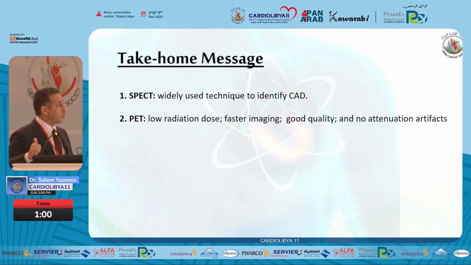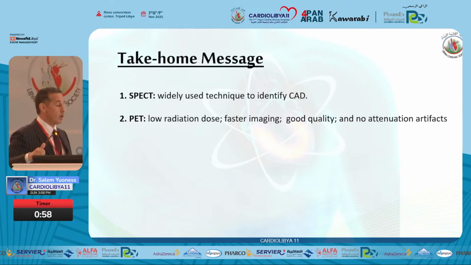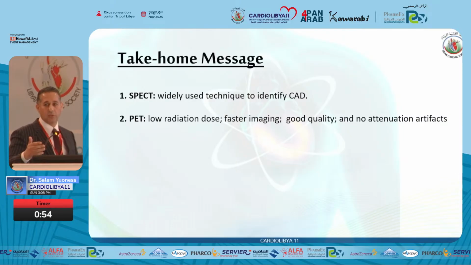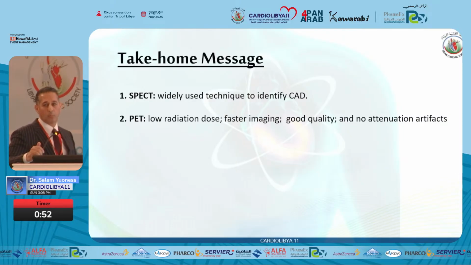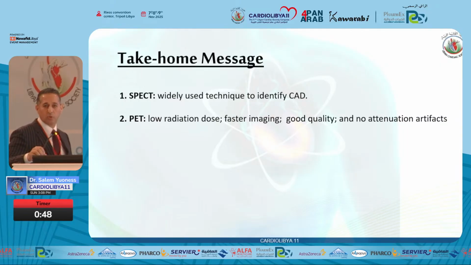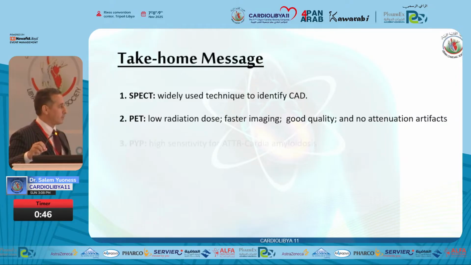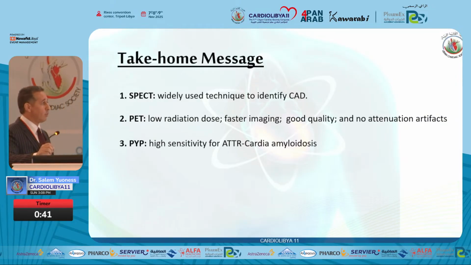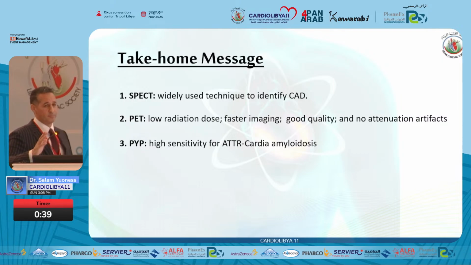PET has low radiation dose, faster imaging, good image quality, no attenuation artifact. This is the trend coming, and it will become more and more popular in the market. And this will be with the quantitation of blood flow. It will be the gold standard for coronary artery disease. And PYP has a higher sensitivity for ATTR cardiac amyloidosis.